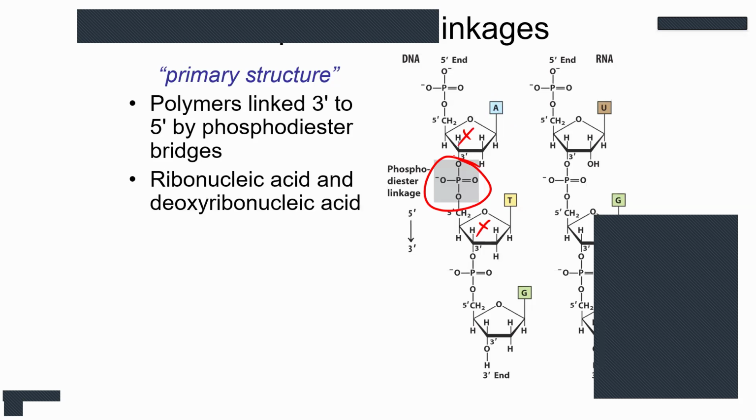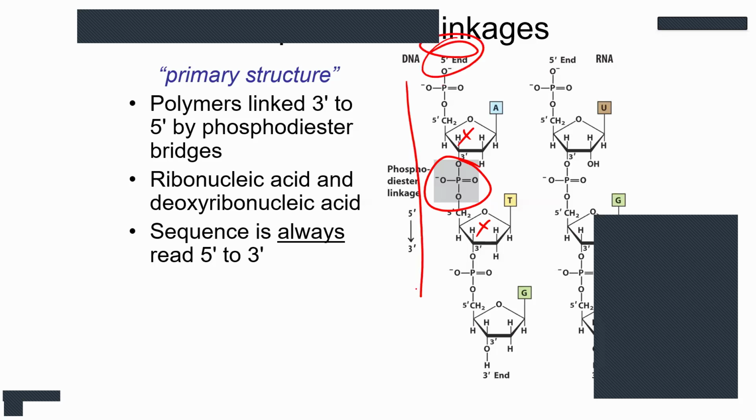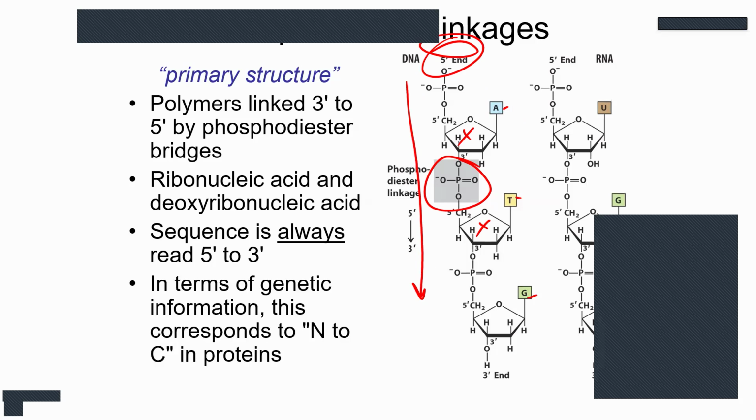The ribonucleic acids and deoxyribonucleic acids, also known as RNA and DNA respectively, are held together by these phosphodiester linkages. The sequence is always read in a 5' to 3' direction. So we have our 5' end right here, and we read it in this direction. So we read it as, here's our sequence, A, T, G, and so on. This is analogous to the sequence that we use for reading proteins, N termini to C termini.